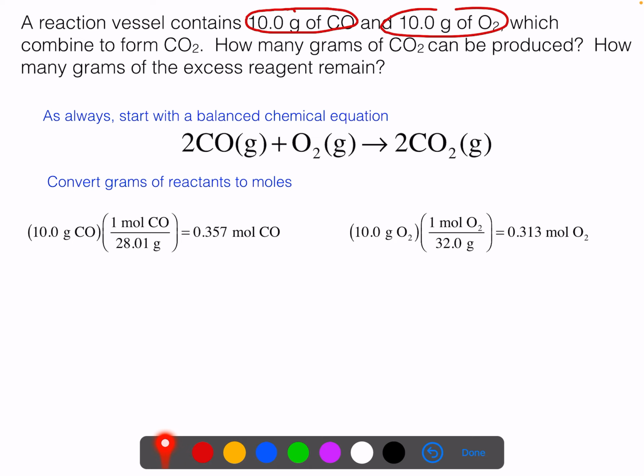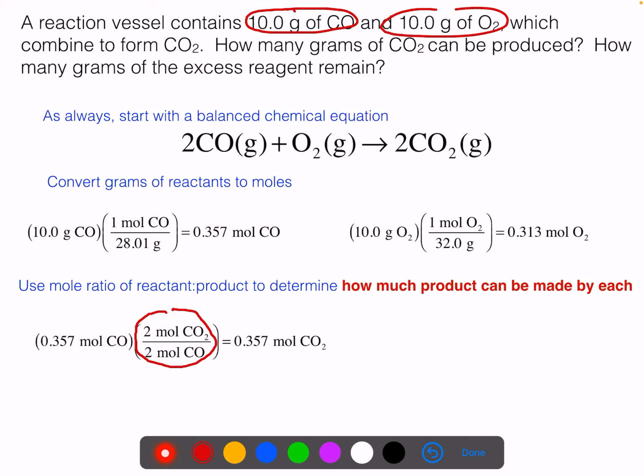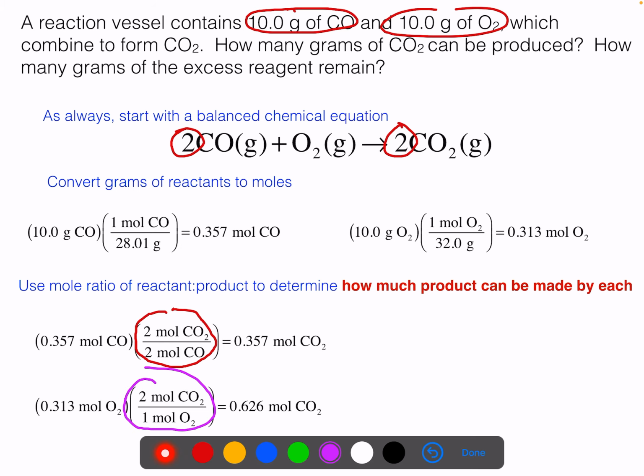What we're now going to do is use these moles to figure out how much CO2 they could make if they all reacted, right? So we use the mole ratios to determine how much product can be made by each, just like we did in our sandwich example. So we'll start off with the CO. We take 0.357 moles of CO, and the key for all of these, right, is your mole to mole ratio. So in this case, it's 2 to 2, and that comes from 2 to 2. And then we do the same thing for our oxygen. And again, in this case, we have a 2 to 1 mole ratio, and that came from 2 to 1.